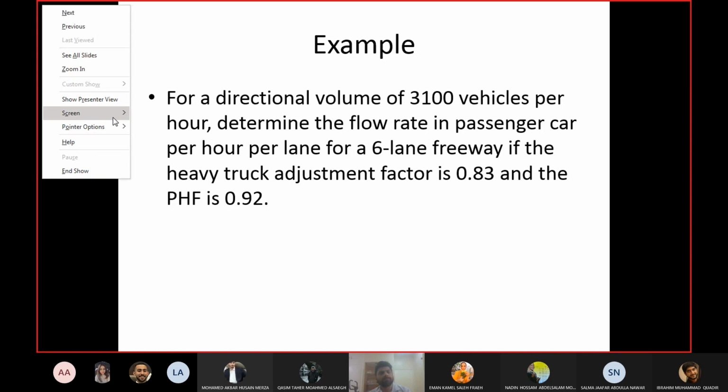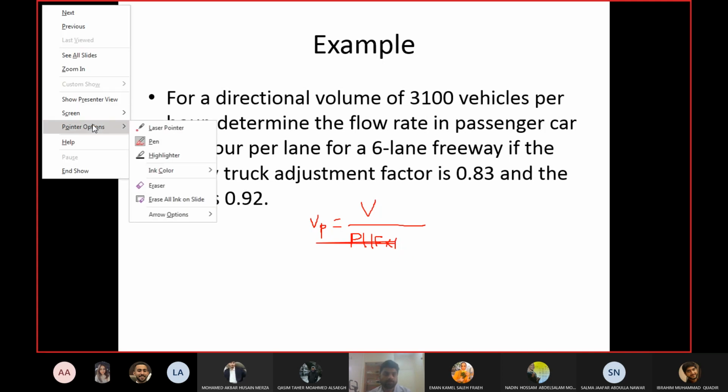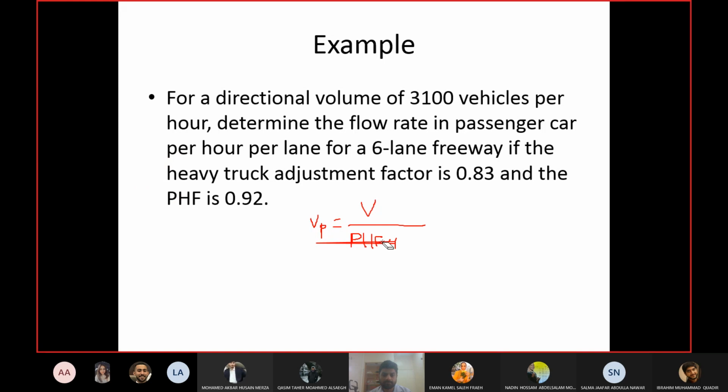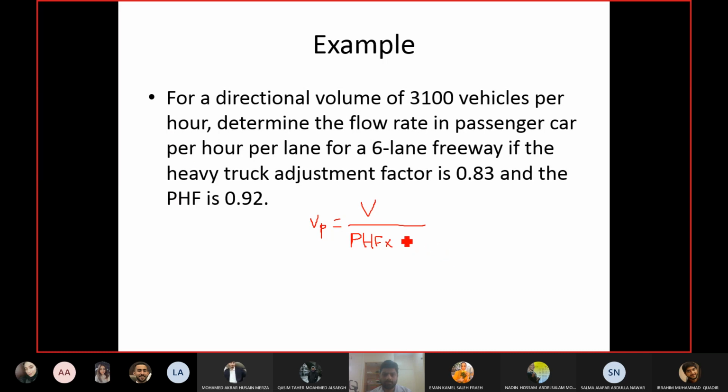So the flow rate would be Vp: take the volume, divide by the peak hour factor, the number of lanes, and the heavy vehicle adjustment factor. Okay, so all the values are given.